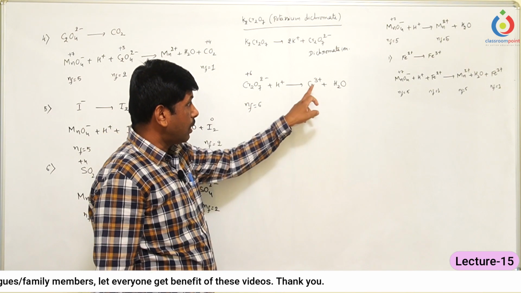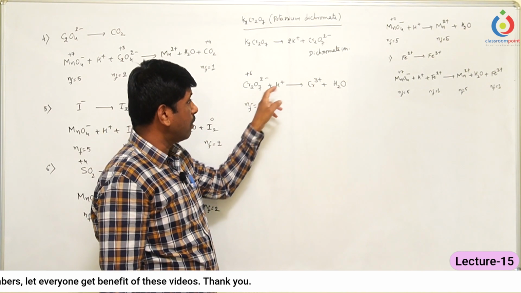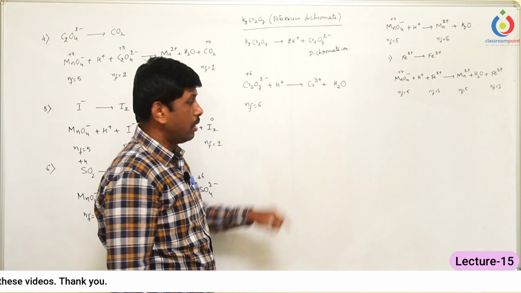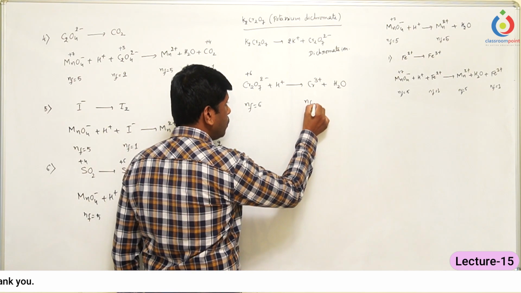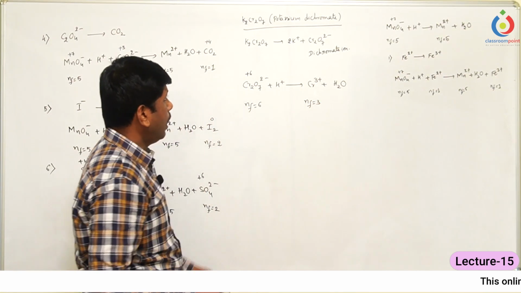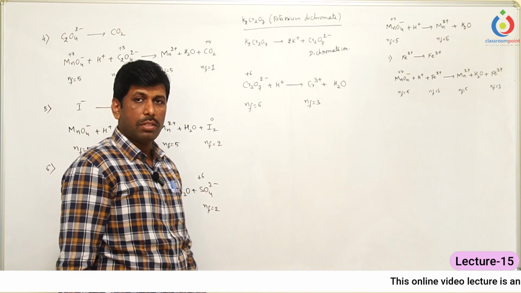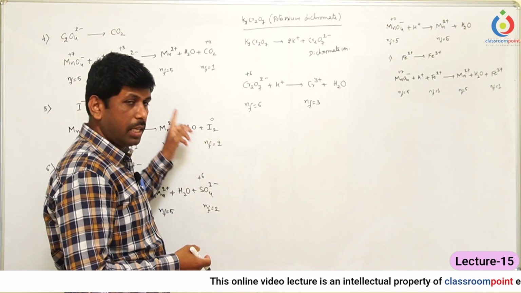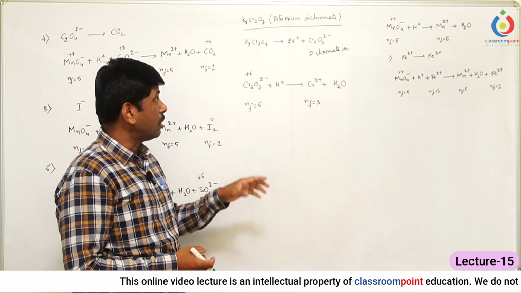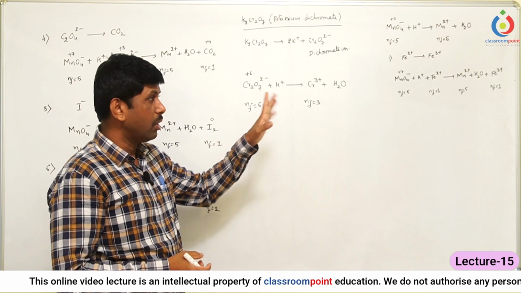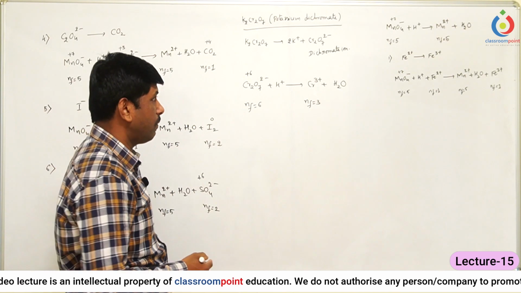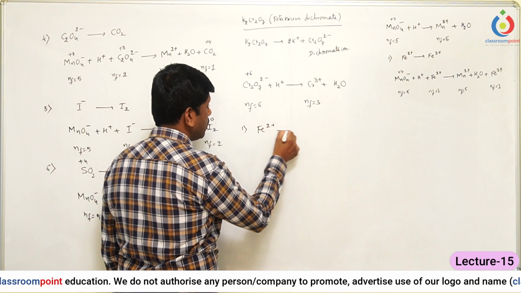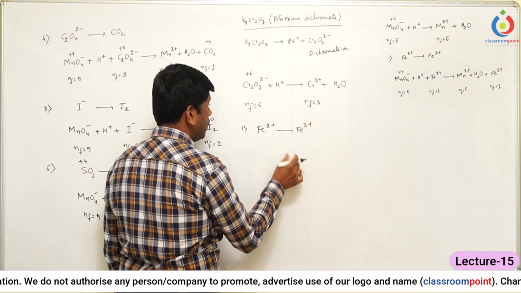But if you take this from Cr3+ to the dichromate ion, difference value is 3, but only 1 chromium is there. That's why its n factor value is equal to 3. And dichromate ion will show almost all the oxidizing reactions that are shown by KMnO4, whatever reactions we have written. All those reactions are also shown by potassium dichromate. I'll take one example, that is Fe2+ to Fe3+.